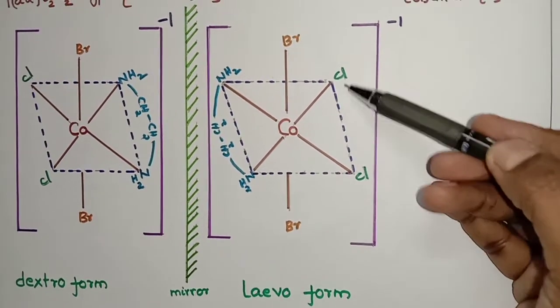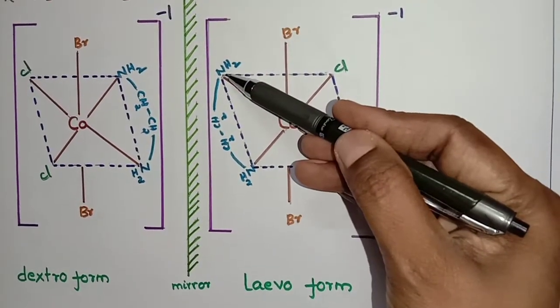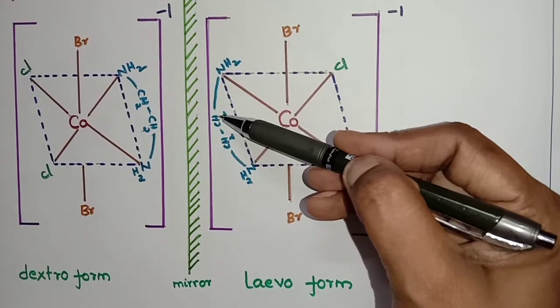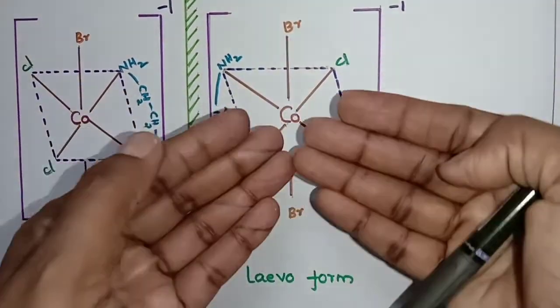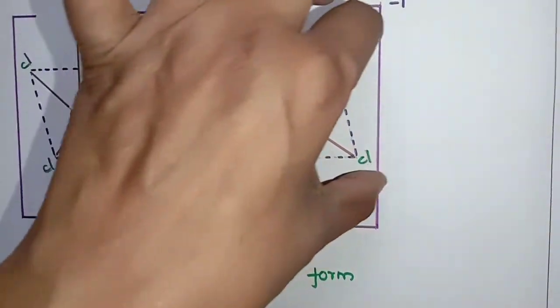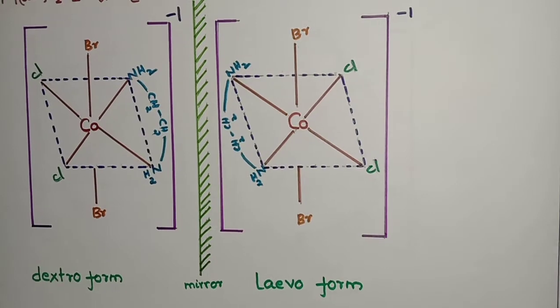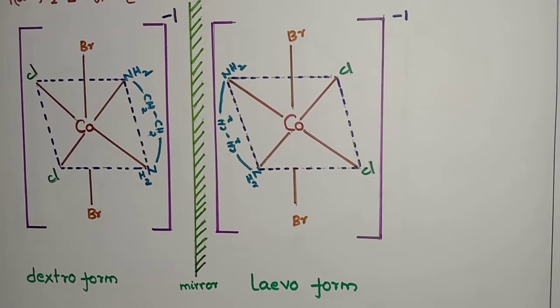Look here, Cl, Cl are on this side, Br, Br, and the ethylene diamine group is now on the left side. Okay, students. So if you bring this isomer and place it over this, NH2, that means this group comes to this side. That's why we call them non-superimposable. Clear? Next.